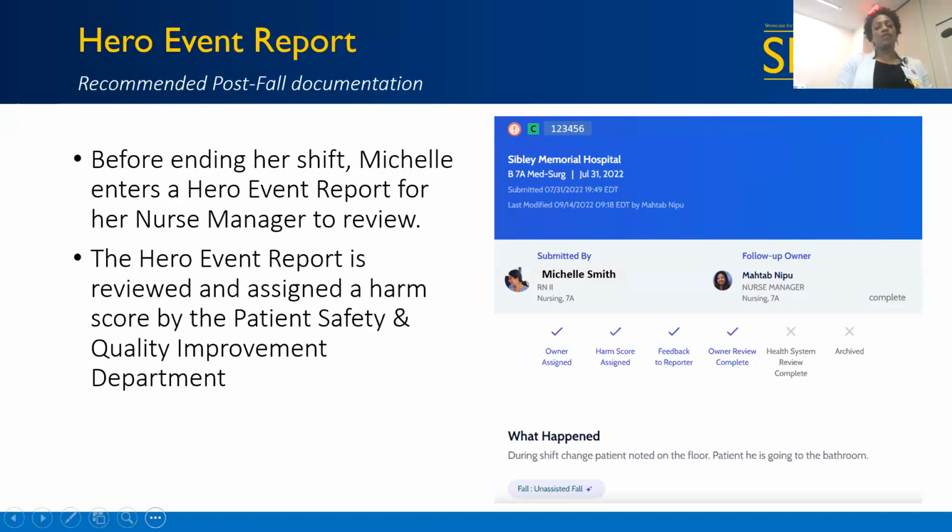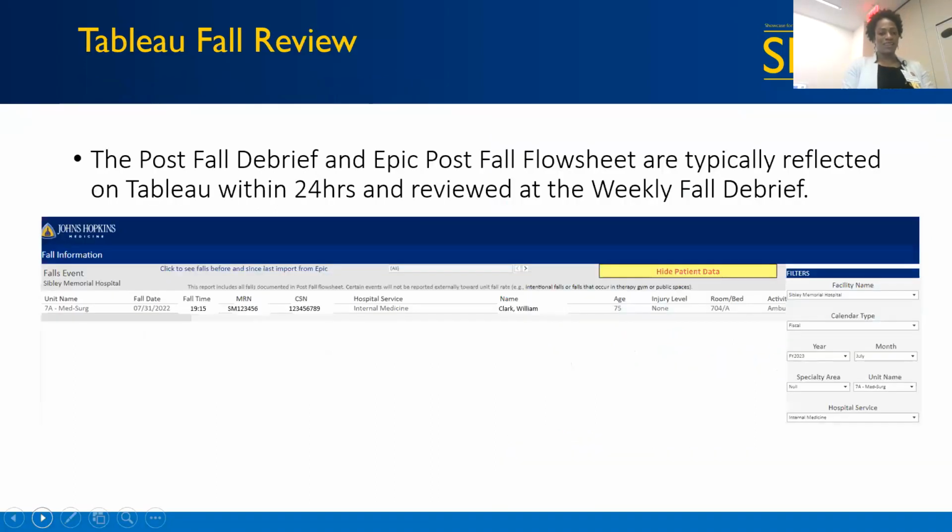You'll notice that, of course, the date that this event was entered is here, as well as the unit where it occurred, in addition to the last person who modified this HERO. So this means that our nurse manager, our lovely nurse manager on 7A, Matab, did enter some follow-up on this HERO event. So Michelle entered this HERO saying during shift change, the patient was noted to be on the floor, and he stated that he was going to the bathroom. You'll notice here that there was an indicator placed that this was an unassisted fall, and that this review is then complete. All right, moving to the next slide, please.